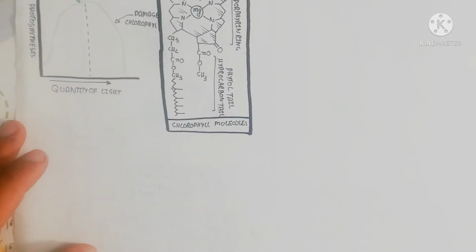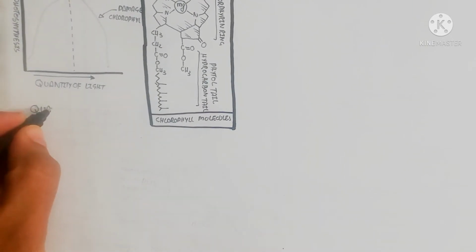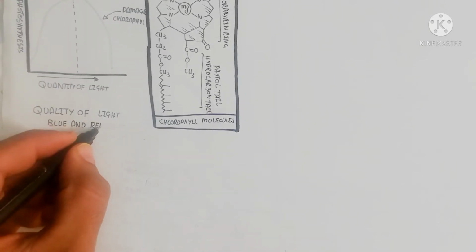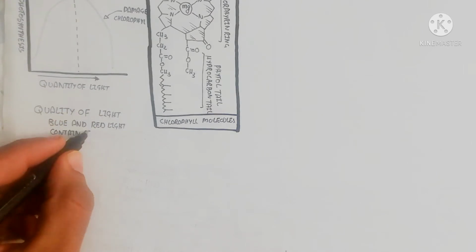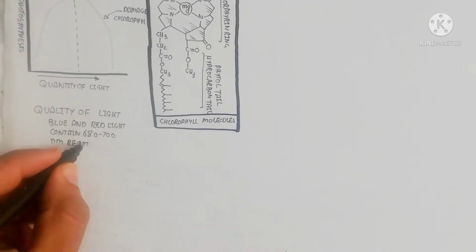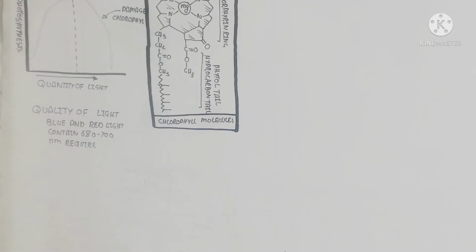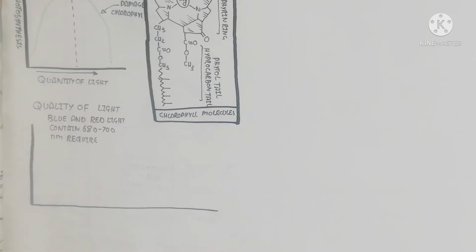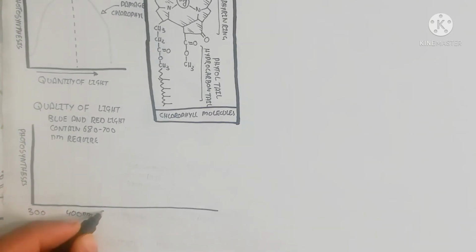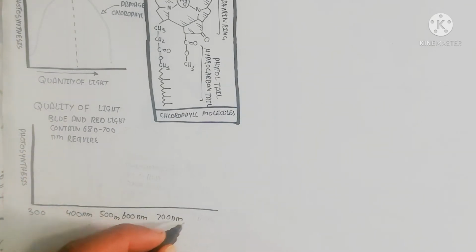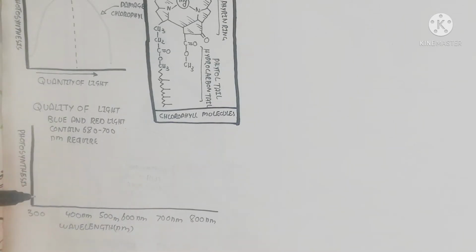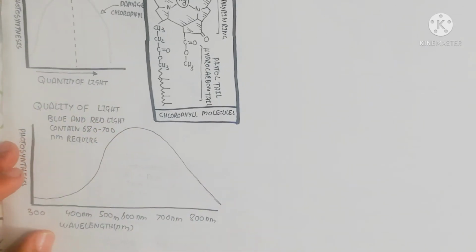So let's begin to understand the quality of light. That is very important. The quality of light is the blue and red light, containing 680 to 700 nanometers, which the plant requires. This is a very efficient photosynthetic wavelength, which photosystem 2 absorbs. Here the 300 to 800 nanometers of wavelength is shown horizontally, while the vertical shows photosynthesis.